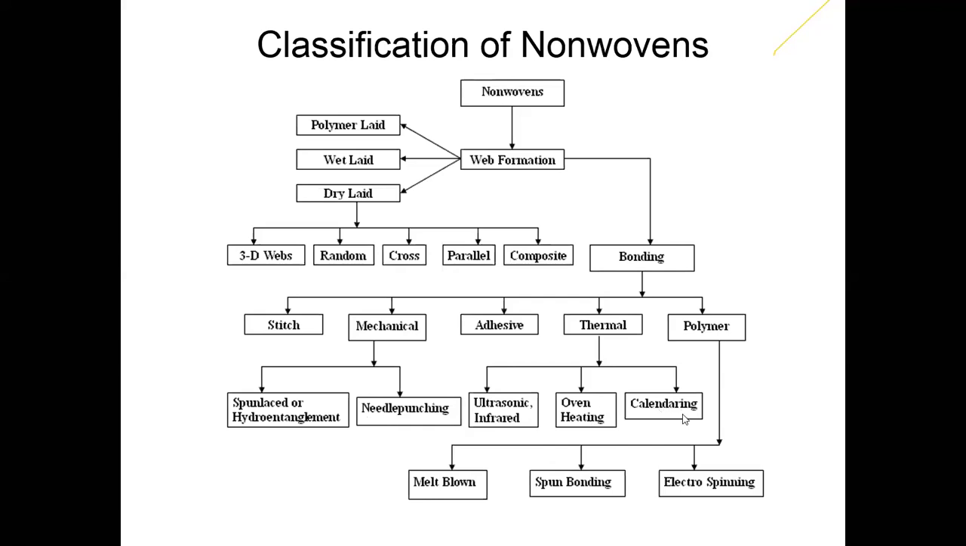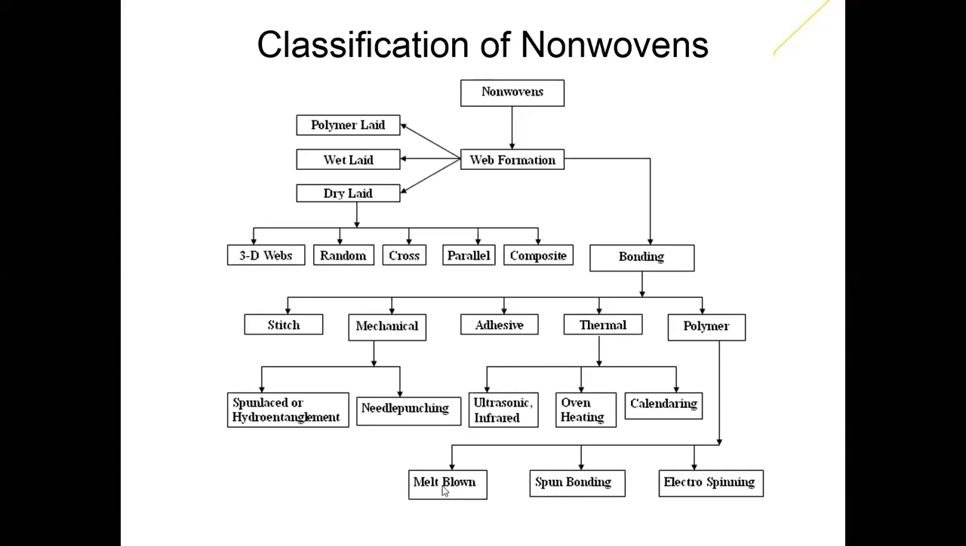Most of the non-woven fabric which we see in our market, which is used for packaging or bags, is thermal calendared non-woven. Then we have polymer. It can be melt blown, spun bonding, or electrospinning. In melt blown, you can see the 3-layer face masks we are using, N95 or any other face mask with 3 layers. They are made up of melt blown and spun bonded.